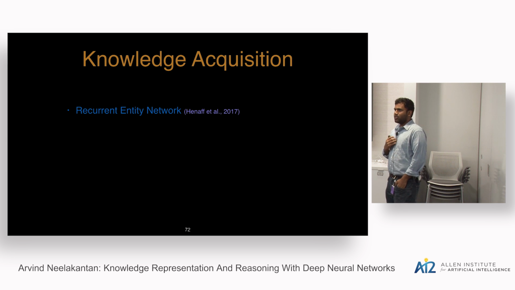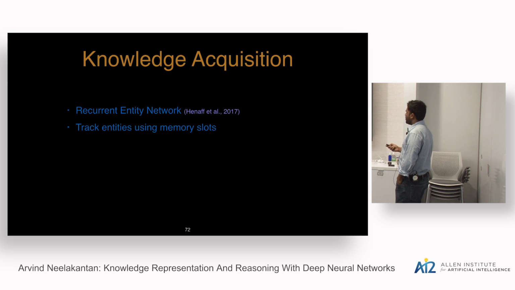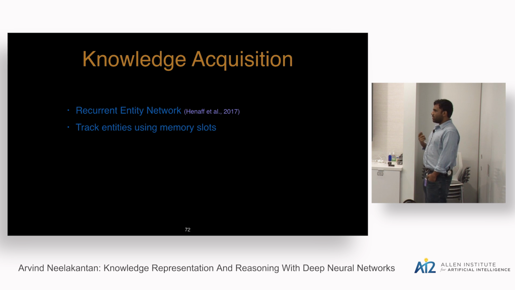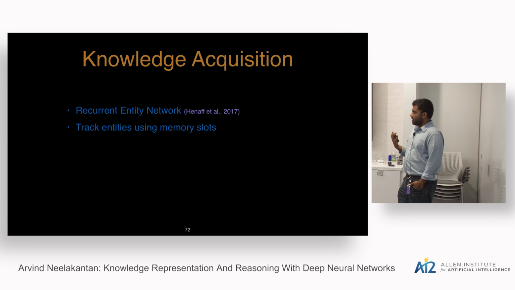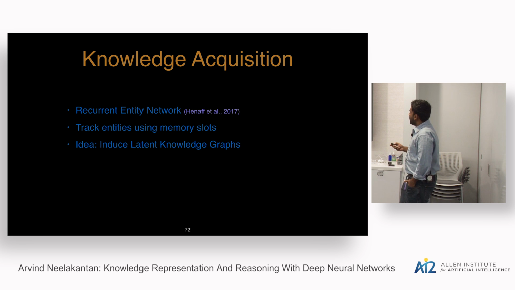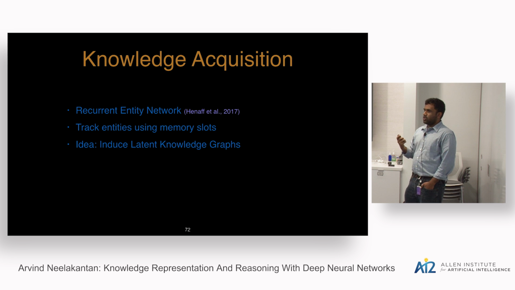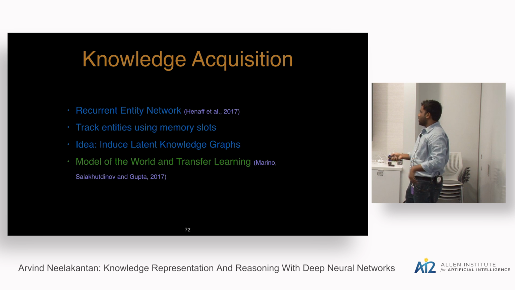And I think it will also be interesting to think about whether we can acquire knowledge using these neural network models. One example is the recurrent entity network, a recent paper from Facebook that uses end-to-end memory networks and treats each slot in a memory network as an entity. It learns these entities end-to-end for a question answering task. We've been trying ideas where instead of just having a flat memory structure, you also have relations connecting these memory slots. So you can think about it as inducing latent knowledge graphs for question answering.